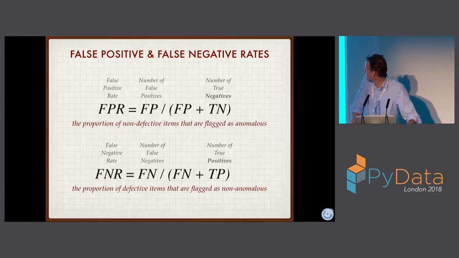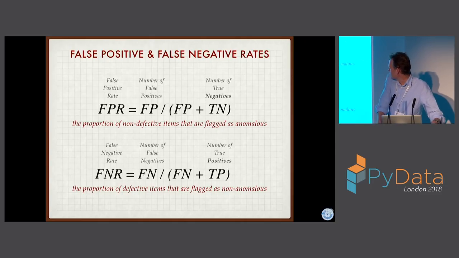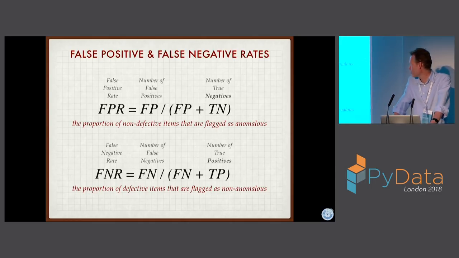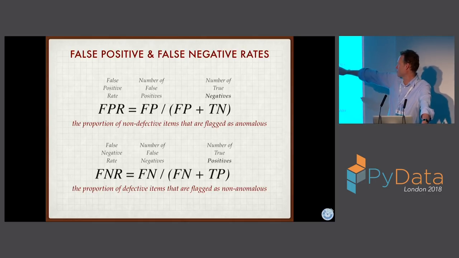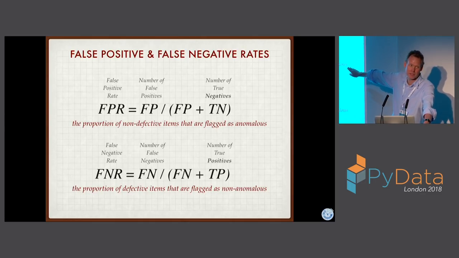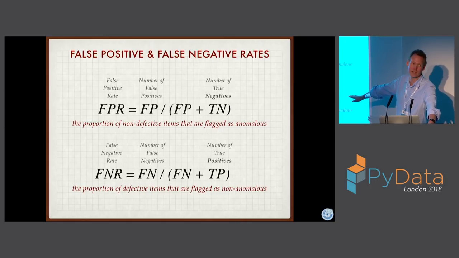I wasn't sure about whether to include this, but people very often get very confused by false positive and false negative rates. And because I'm a mathematician, I thought we'd have one slightly mathematical exercise that you don't have to do, but if you want to, you could. The way these things are normally defined, and it's easier in words actually than the formula, is that the false positive rate is the proportion of non-defective items that get flagged as anomalous, and the false negative rate is the proportion of defective items that get flagged as non-anomalous. Okay, so that's the two misclassifications.